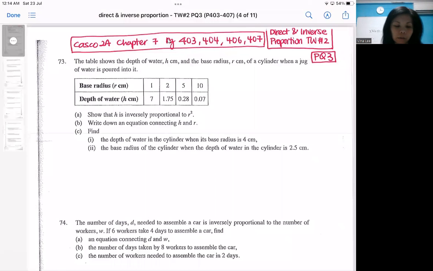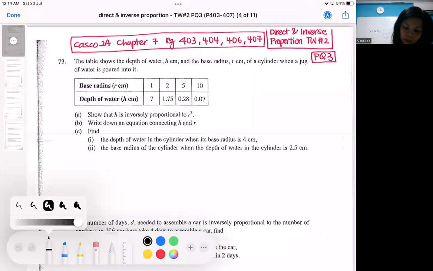So this is another real world context. Again, they ask you to show that two variables are inversely proportional. So in this question, our table shows the height versus the radius of a cylinder when you try to pour water. Let's take a look at the table.